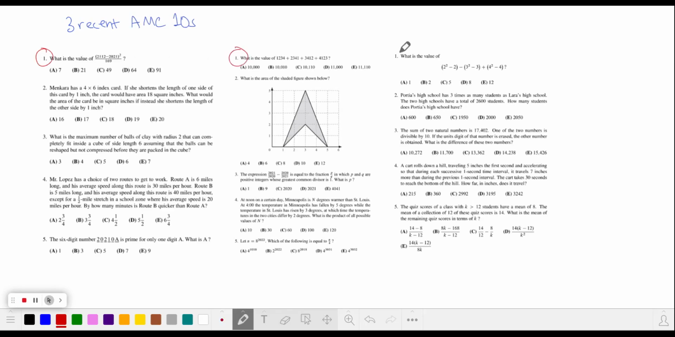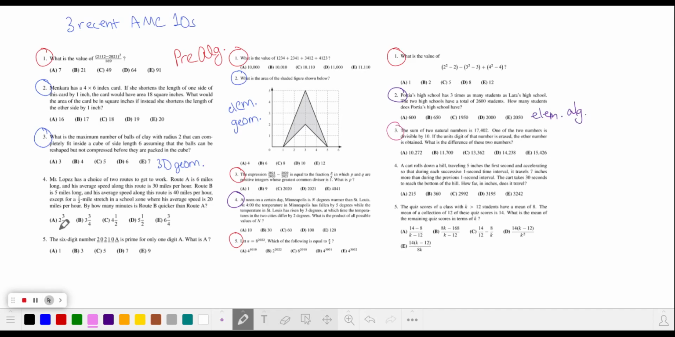The first problem of pretty much any AMC 10 is going to be a straightforward pre-algebra problem. Looking at the rest of the problems, we see that on this exam, there are 2 more pre-algebra problems. Number 2, for these 2 exams, I would categorize as elementary geometry, finding the area in a plane. This number 3 is more of a 3D geometry problem. Over here at number 2 and at this exam, number 4, I would call these elementary algebra. Over here at number 3 and down here at number 5, these are elementary number theory problems.